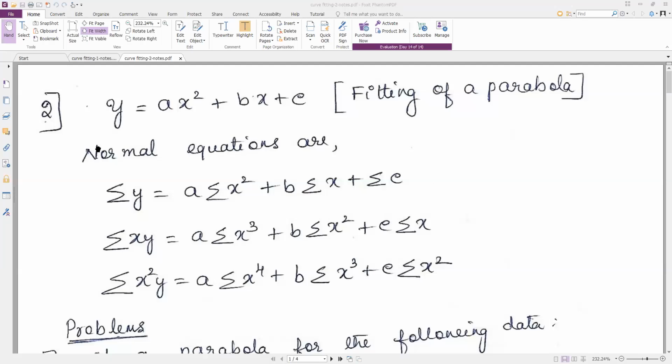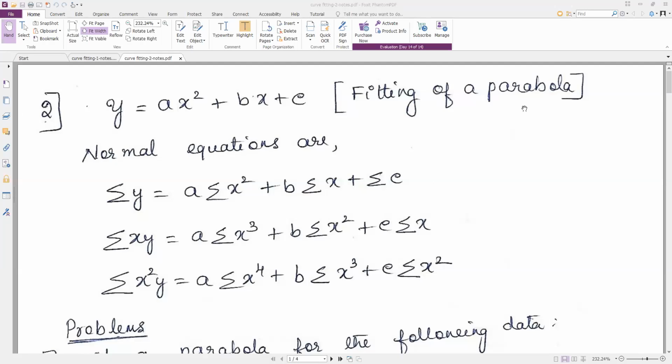Hello students, in the last recording we have seen fitting of a straight line, right? How to fit a straight line curve. Now in this recording we will learn how to fit a parabola. Okay, how to fit a parabola.